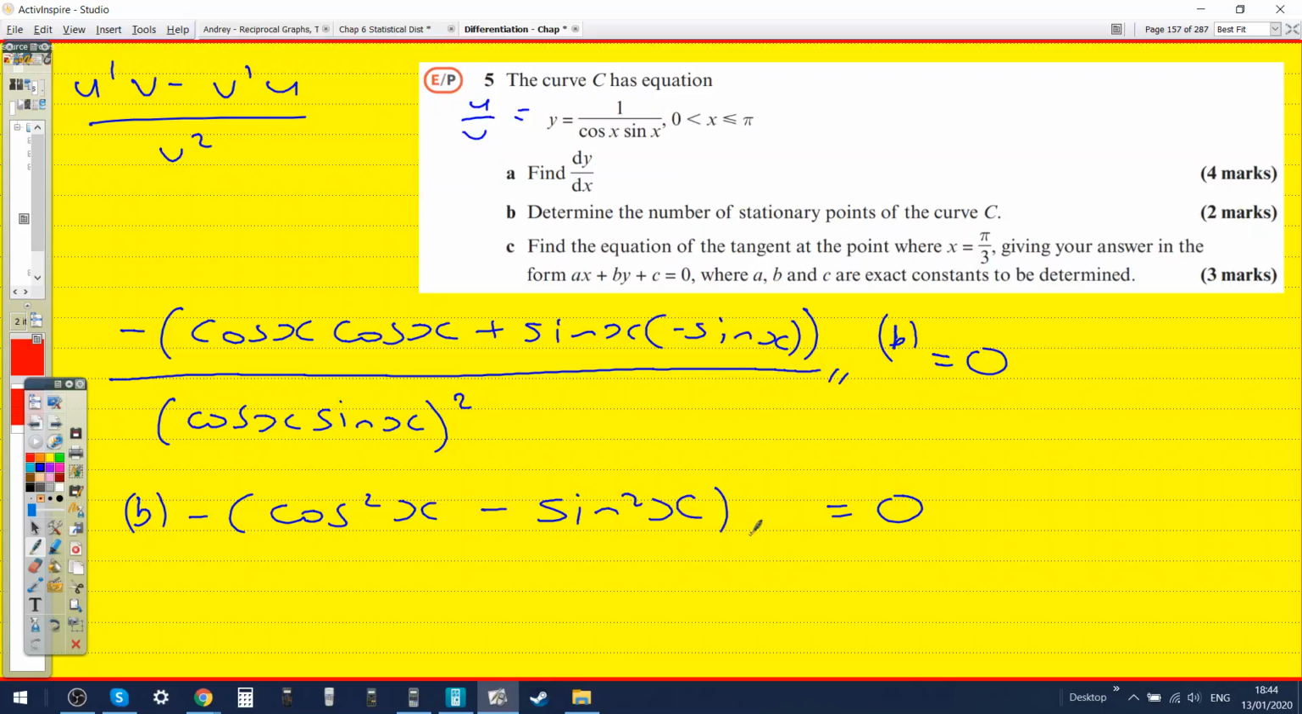This is what we have to solve, not the bottom part. We know that the top must be equal to 0. It has x in it, so we can solve it. Would we multiply out the bracket first? Yep. So minus cos squared x plus sin squared x equals 0.